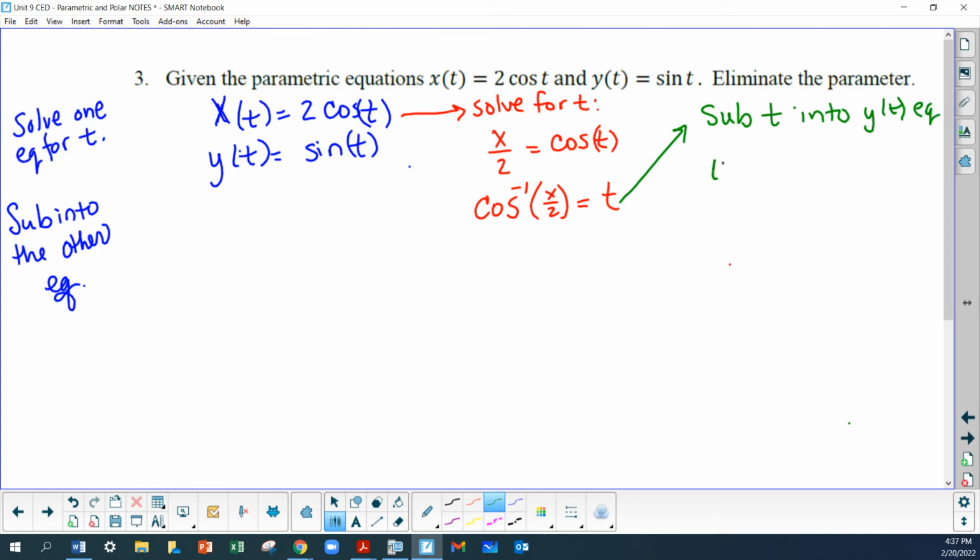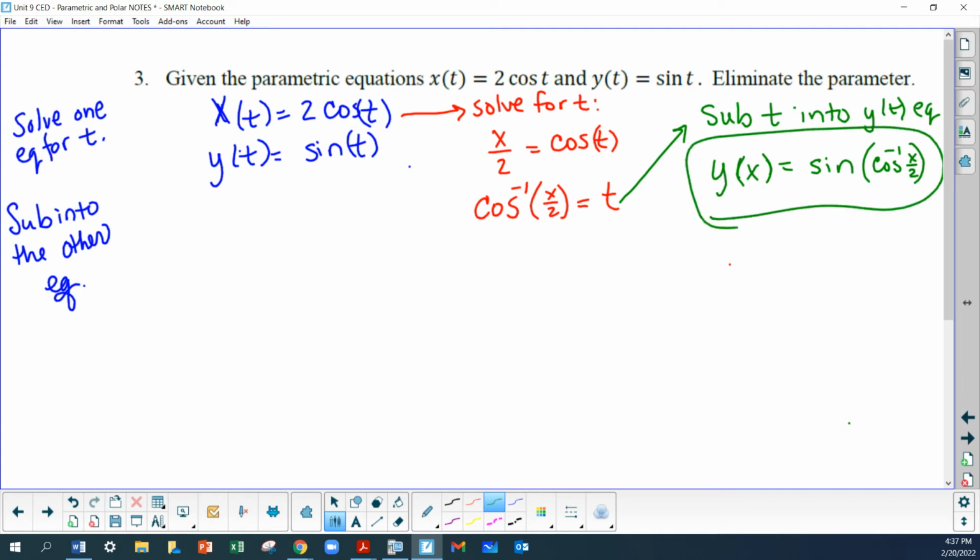So this is going to give me y of t equals sine. Replace t with cosine inverse of x over 2. I can squeeze it in there. And you know what I need to do? Because I'm no longer using t, this automatically just flipped to an x equation. So it's saying y of x is now sine of cosine inverse of x over 2. Kind of complicated, but hey, it's in y's and x's. So now it is rectangular. This is rectangular form.